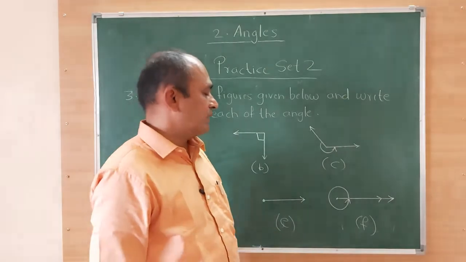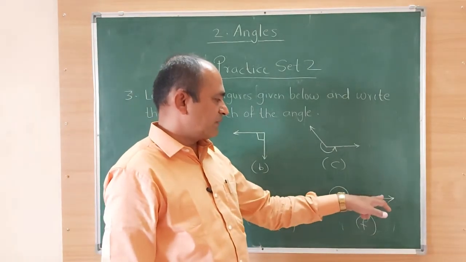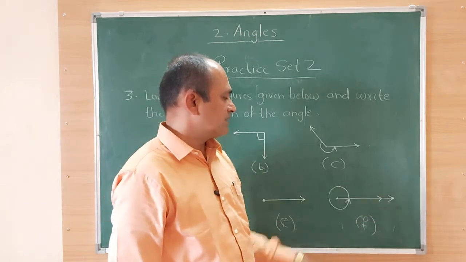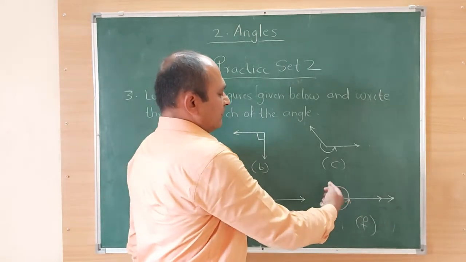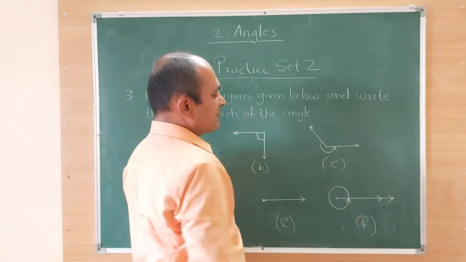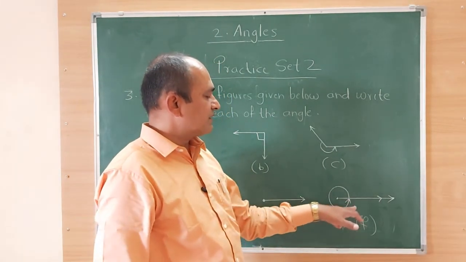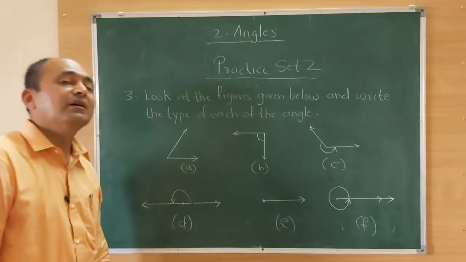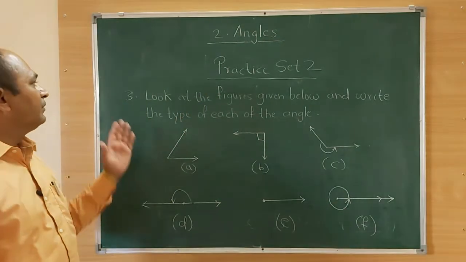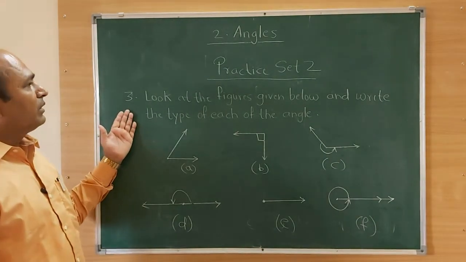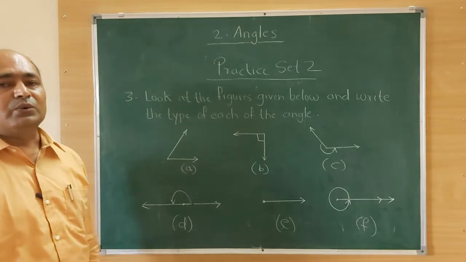And the last one, two arms are there. You can see by these two arrows, one is this arm and the other is this arm. So by this circle and an arrow, it shows that it is taking a full turn. So this is a full angle or a complete angle. So this is the solution of your question number 3 of practice set 2.